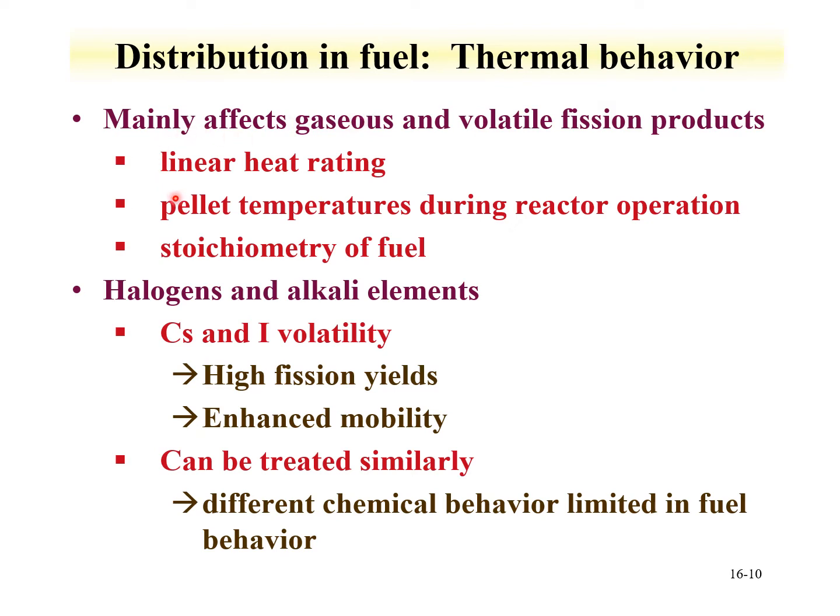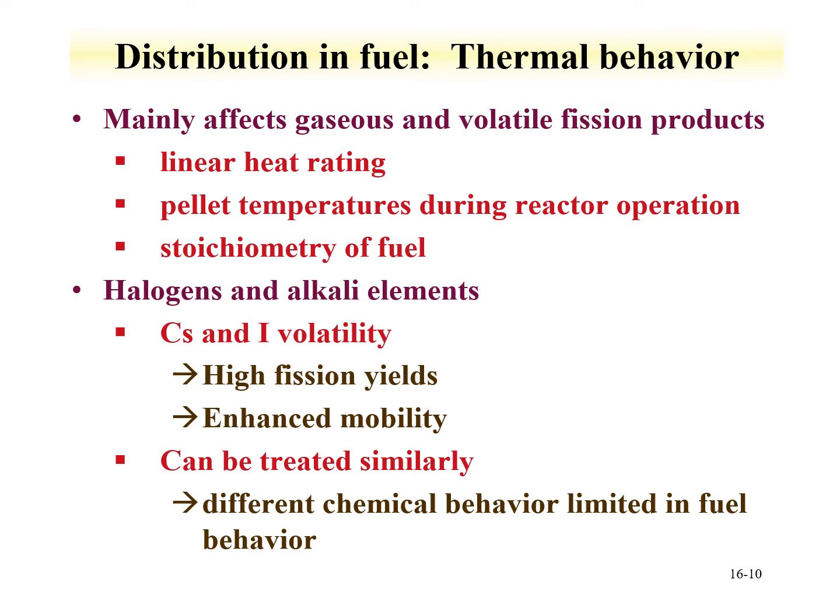One of the things that we can understand is pellet temperatures during the reactor operation will influence the behavior of these materials, and also the stoichiometry of the fuel, the role of oxygen in the fuel. If it's UO2+x, what x is exactly will have an influence on this volatile behavior. Some of the elements which are particularly, in addition to the noble gases, cesium and iodine, have volatility behavior that can be followed and used to understand some of the chemical composition of the fuel.